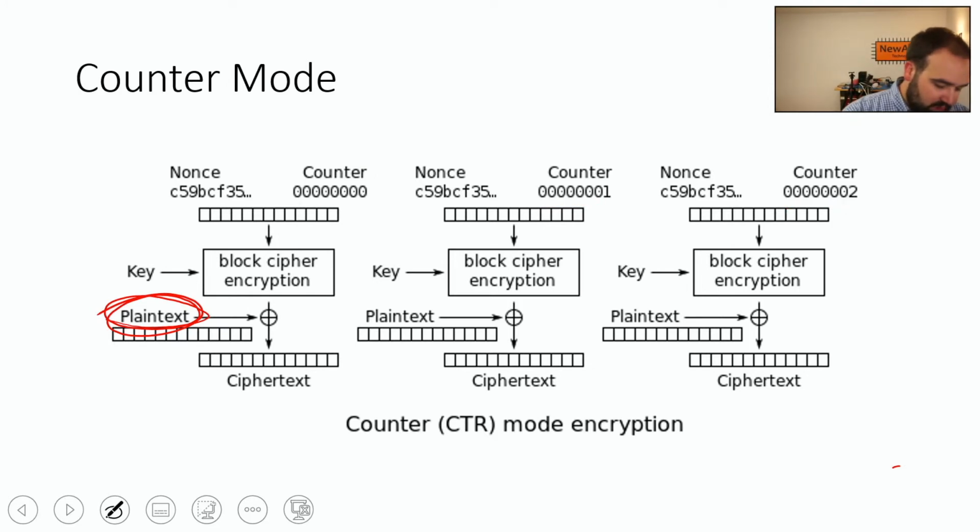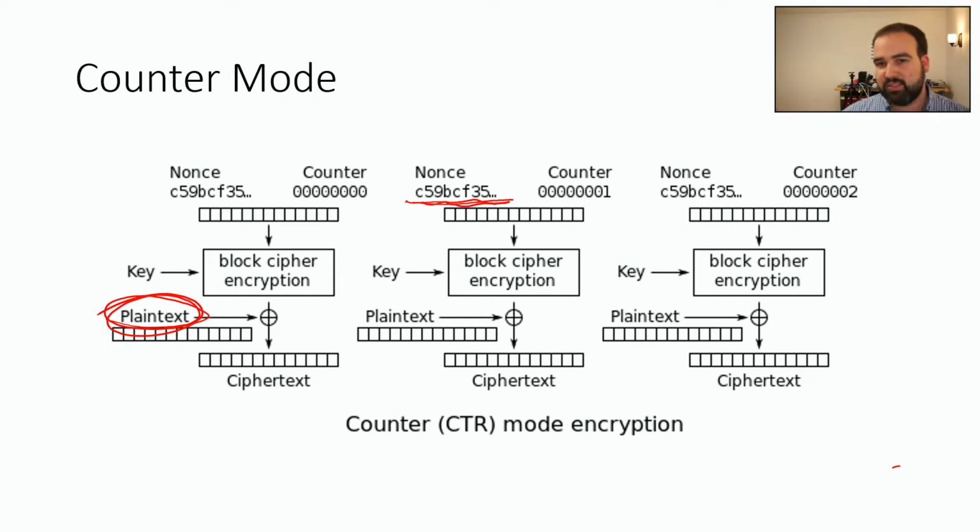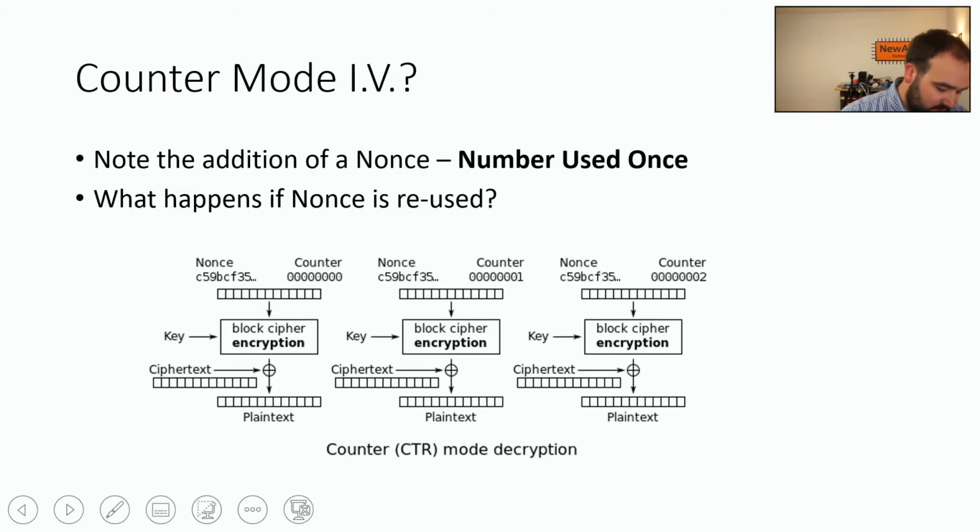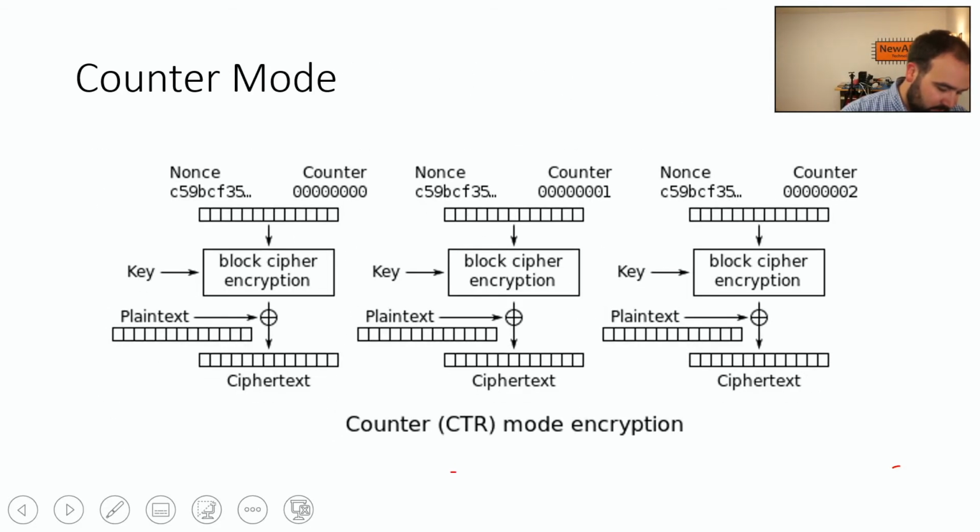Note, super critically, there's this nonce, and this nonce is random data that guarantees we're generating a different key stream. Because if you look at how this is constructed, basically what you have is this block cipher here, which is more or less generating a stream of data that's being XORed with your plaintext to get your ciphertext.